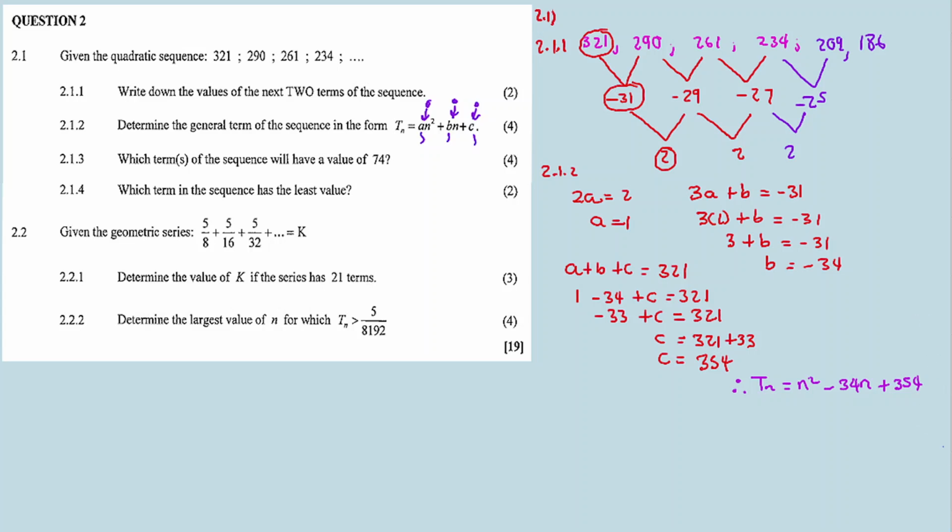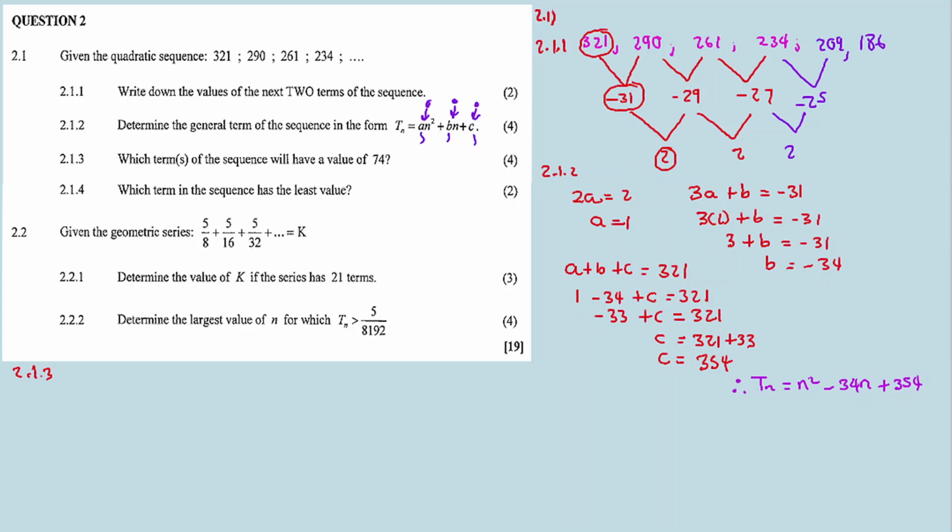Now with 2.1.3, okay, 2.1, it's straightforward, man. Straightforward. There's nothing complicated or challenging ngale question ka 2.1, yona iyaphenduleka guys. So asiqhubeke siya ku 2.1.3: which terms of the sequence will have a value of 74?